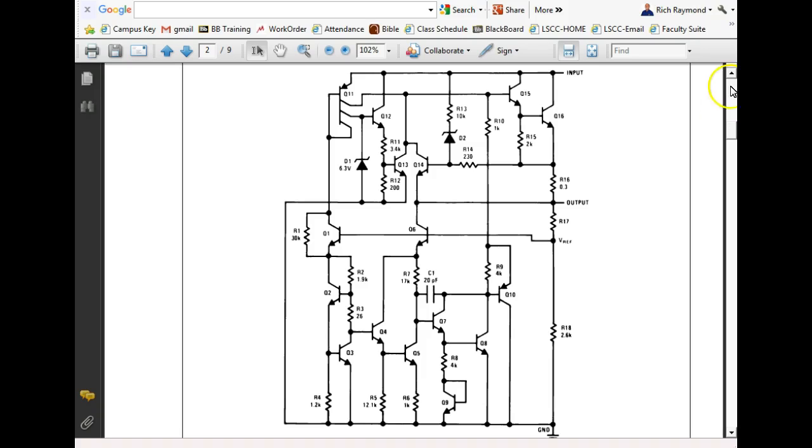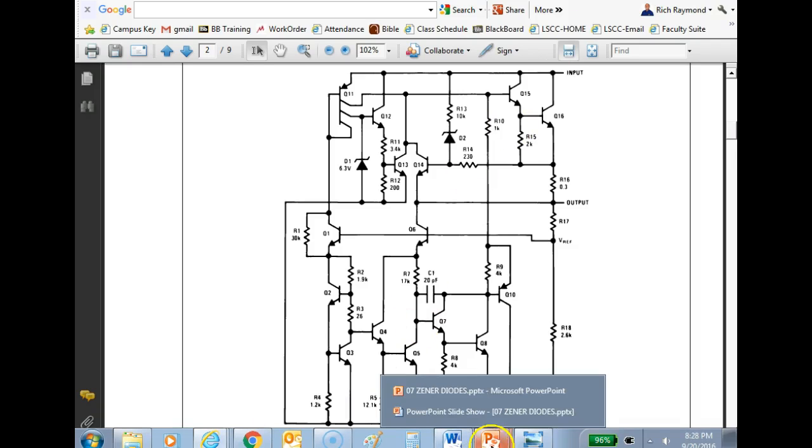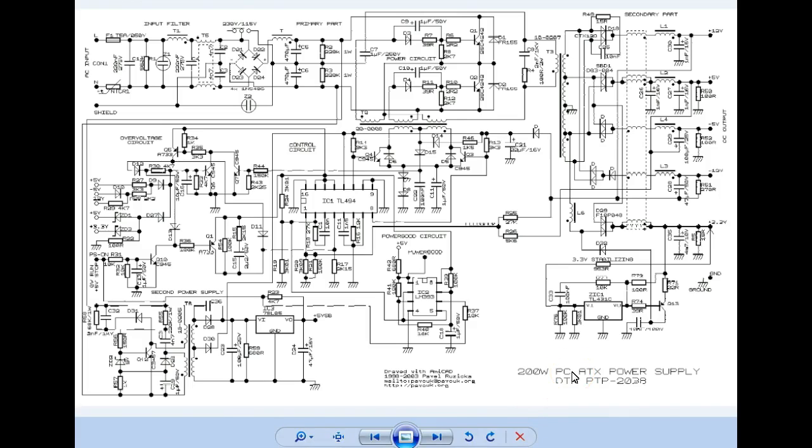There's a lot more to this. This is actually a print of a 200 watt ATX power supply. And it looks complicated, but after a while you learn this stuff. But over here on this side, right in here, what do we see? Zeners. Down here we see what? Zeners. This is probably the main guy right there.